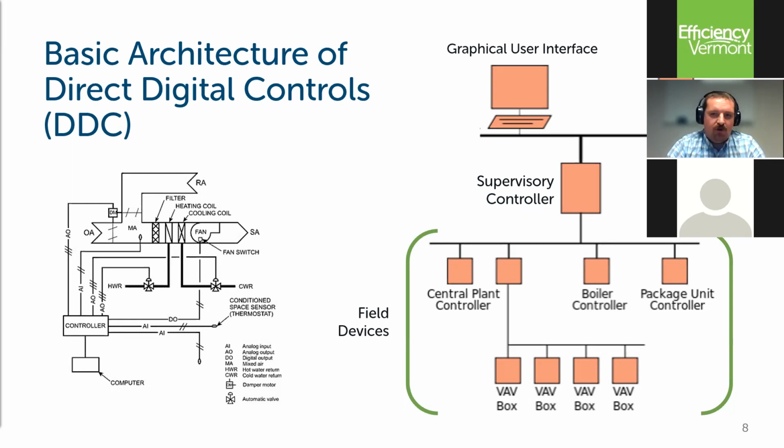And these networks now would come back to one supervisory controller. That supervisory controller would then feed all those terminal controllers up to the server and the graphical user interface, the GUI. Typically with the servers, you would have the ability to bring in multiple supervisory controllers as your facilities got larger and your BAS systems got larger.